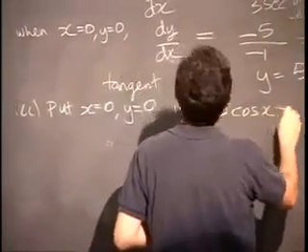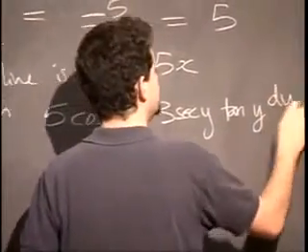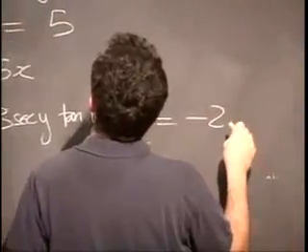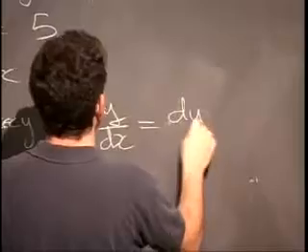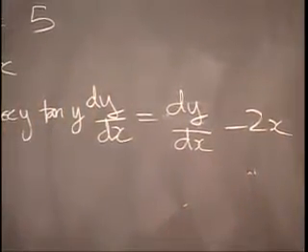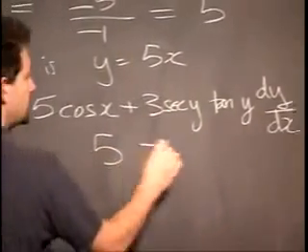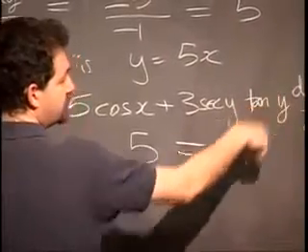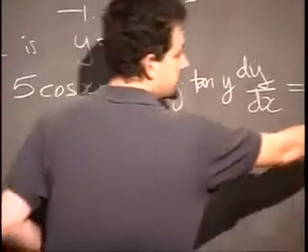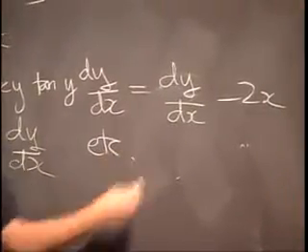5 cosine x plus 3 secant y tan y dy dx is equal to dy dx minus 2x. Okay, so there it is again. Didn't need to pan, but never mind. If you just put this in directly, you will get 5, and then this all goes away, because tan of 0 is 0, so it equals dy dx minus 2 times 0. So actually, dy dx equals 5 automatically. It doesn't take as long.